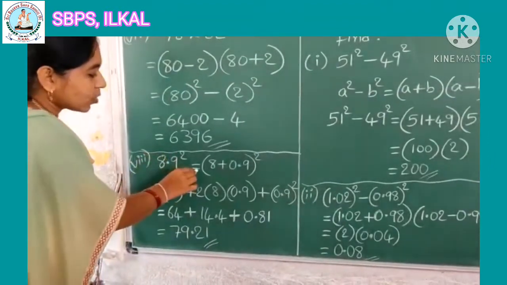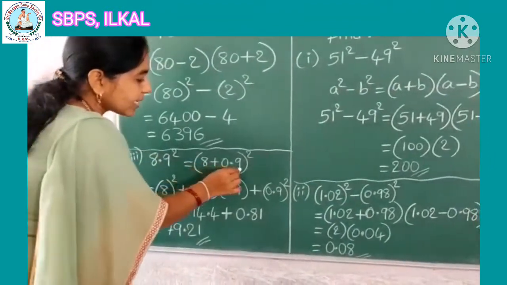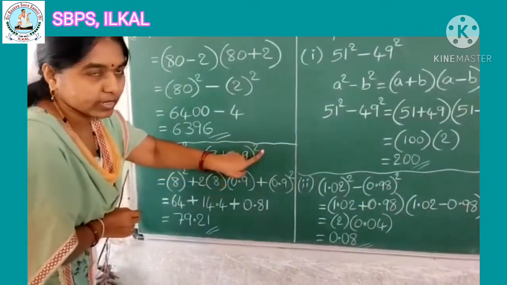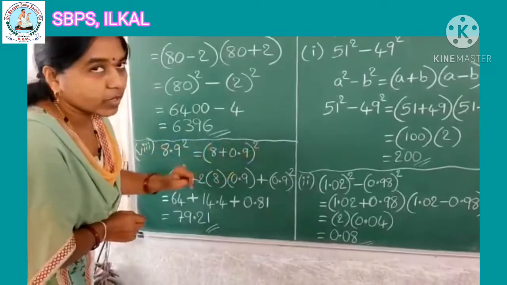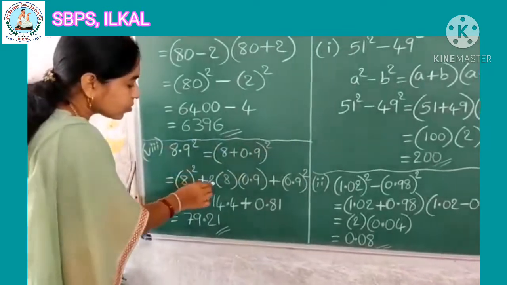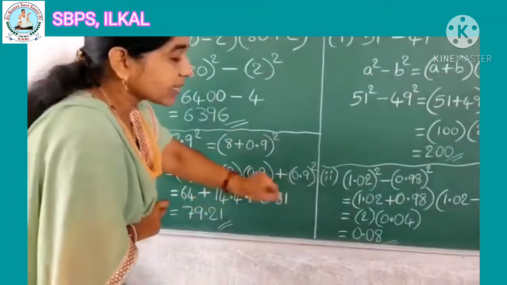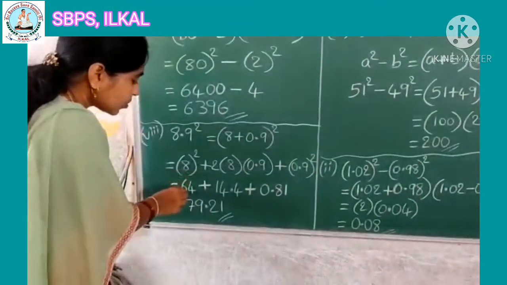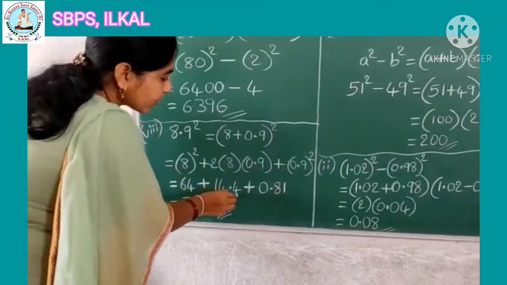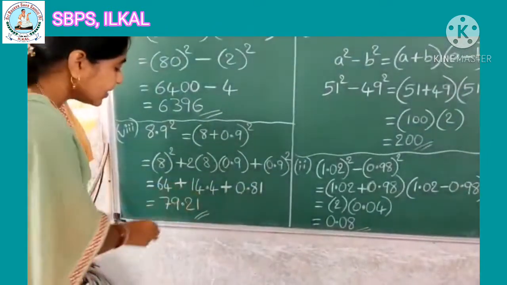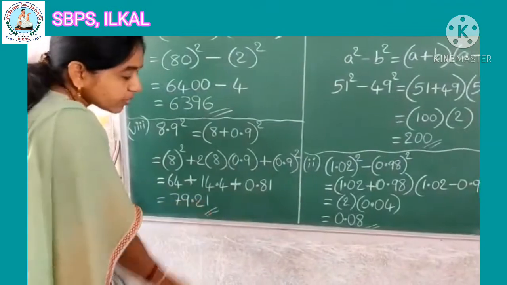8.9 square is equal to 8 plus 0.9 whole square. We can write it as 8 plus 0.9 whole square. A plus b whole square formula: a square plus 2ab plus b square, which is equal to 64 plus 14.4 plus 0.81 we will get. When you add, 79.21 it will become.